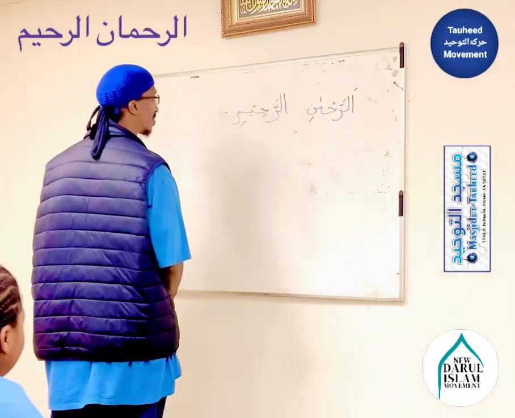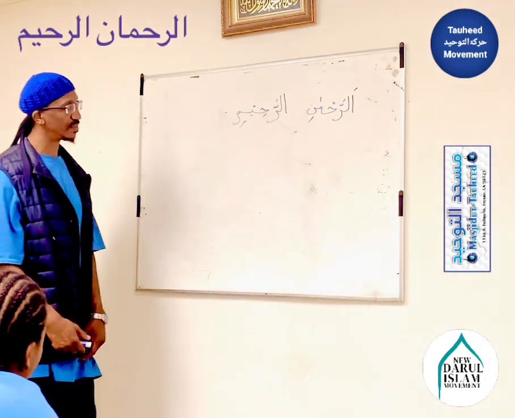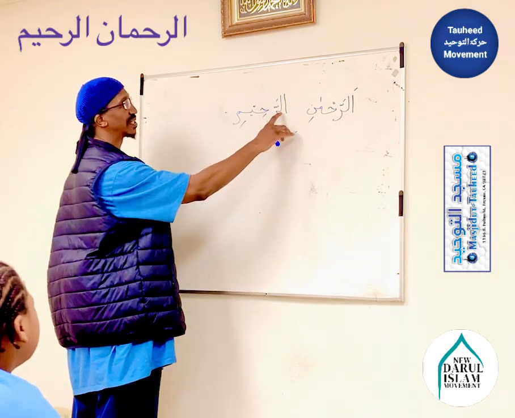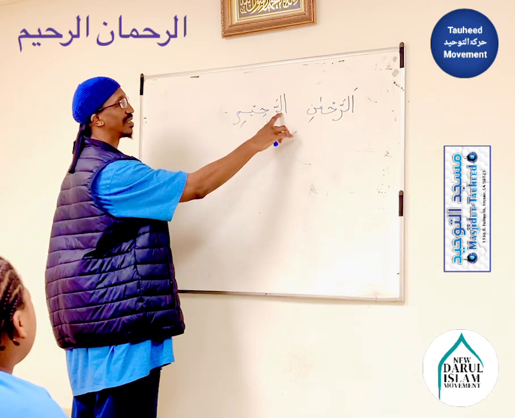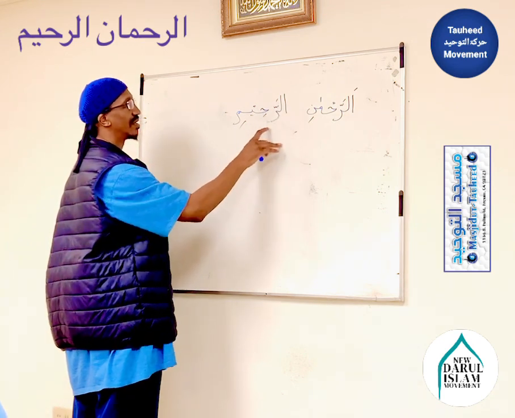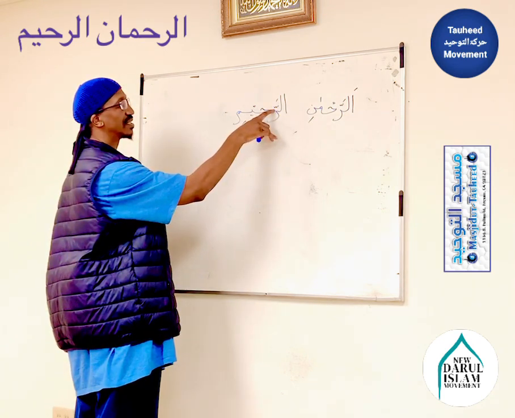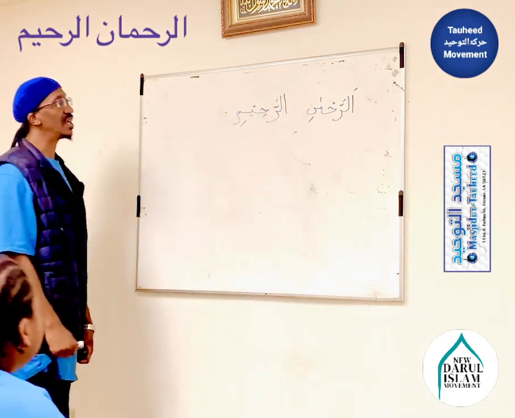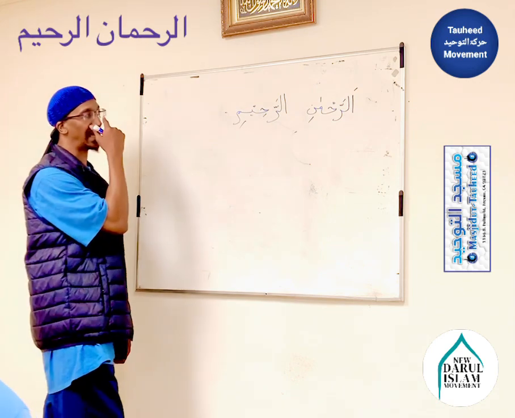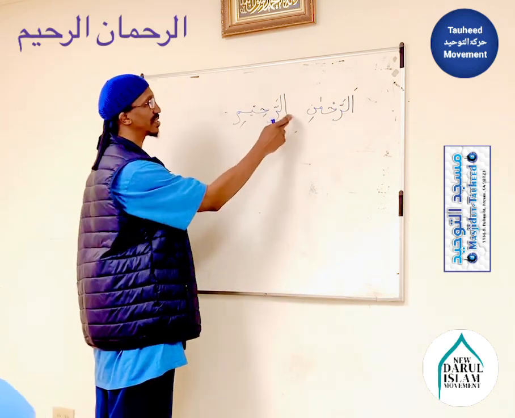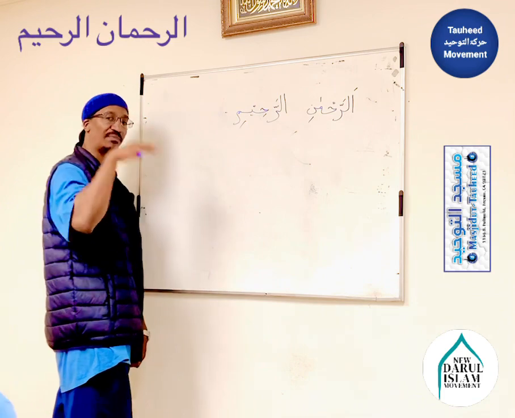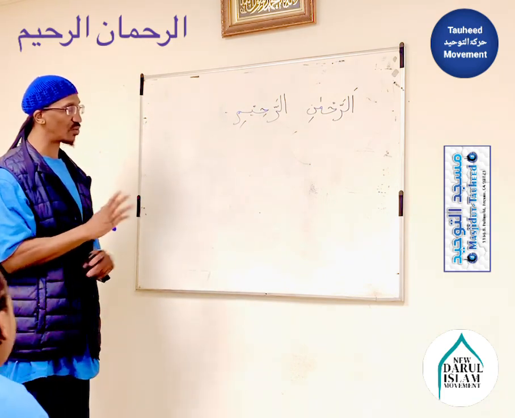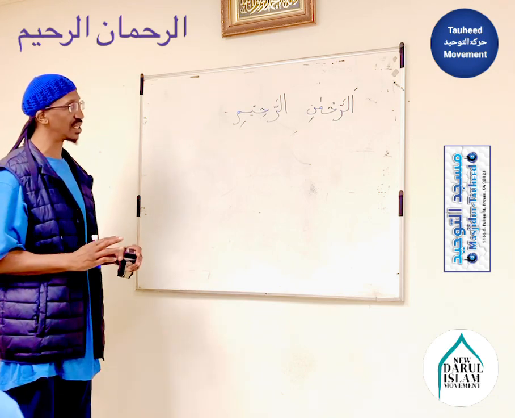Okay, so now we're going to the next word. What's the next letter? Aleph. What's the next letter? Lam. What's the next letter? Ra. What's on top of the Ra? Shadda. And? Fatha. The Ra is called a sun letter. A sun letter means that you don't pronounce the Aleph Lam. But we'll get to that another day.